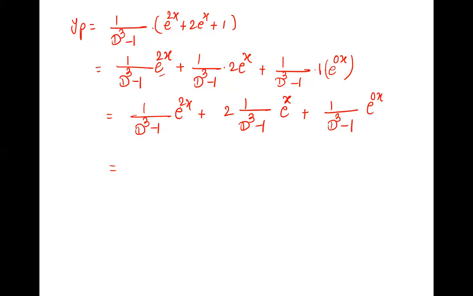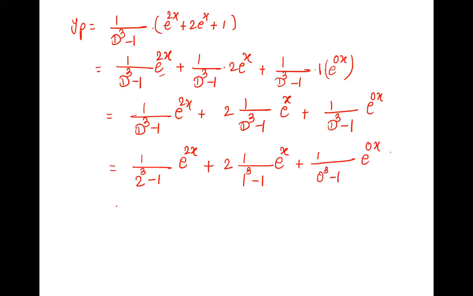Replace d by 2. Here we are replacing d by 2, so 2 cube minus 1, e raised to 2x, plus here d is replaced by 1, so 1 cube minus 1, e raised to x, plus here d is replaced by 0, so 0 cube minus 1, e raised to 0x.